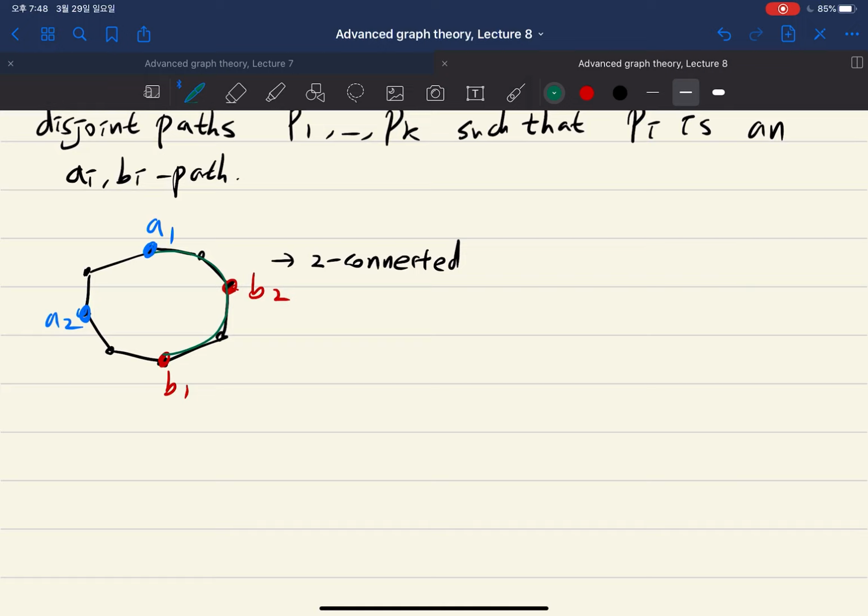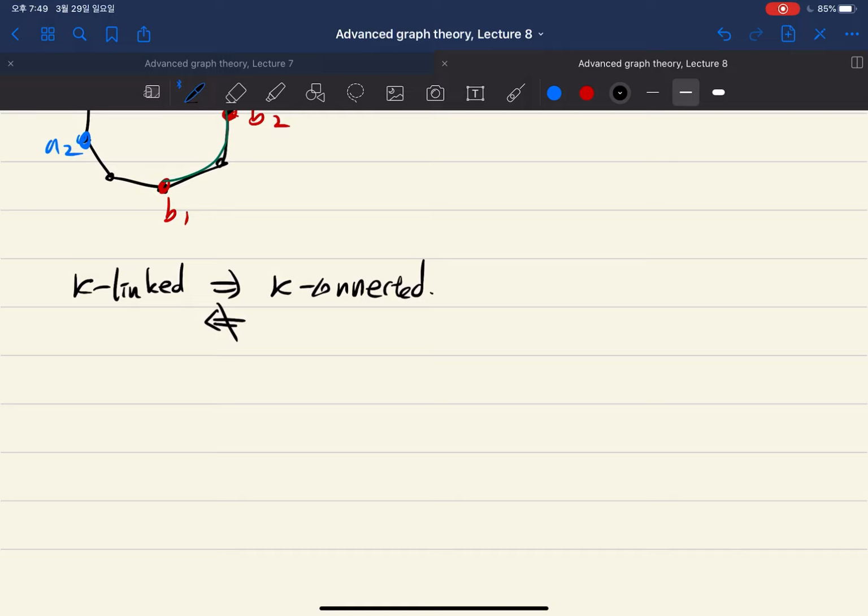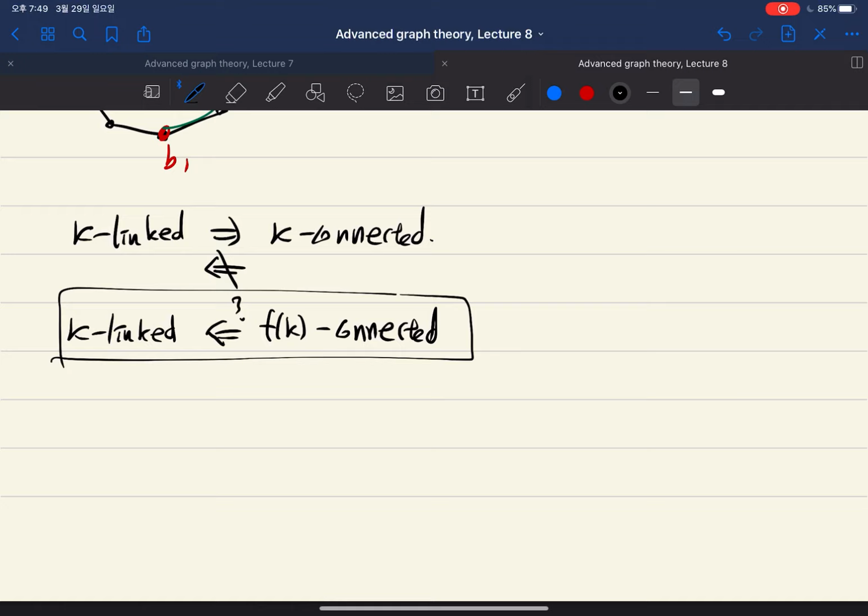Then, we know that it is easy that a k-linked graph implies k-connectedness. But the other way doesn't hold. The natural question is: is there some number, say some f(k), such that f(k)-connectedness implies k-linkedness? Is there some function f which satisfies this? That's what we want to consider.